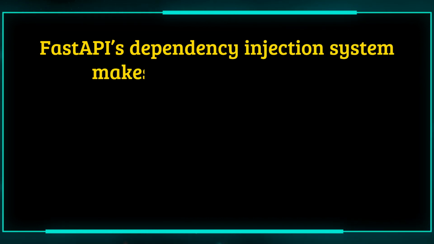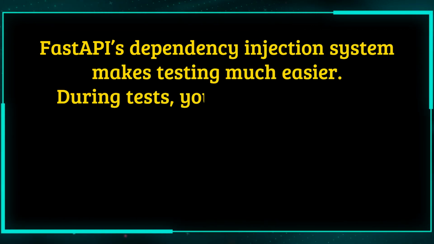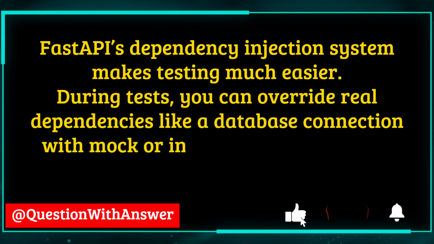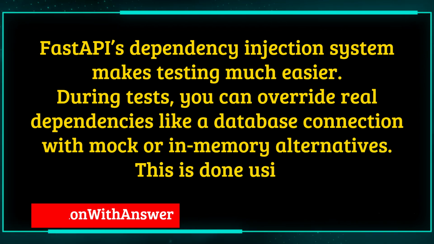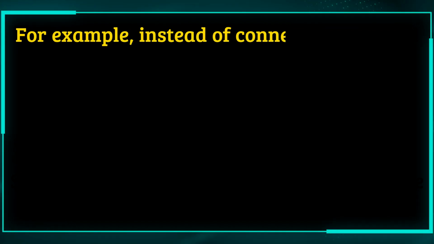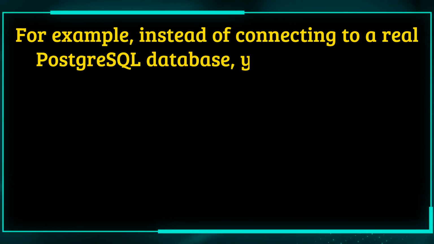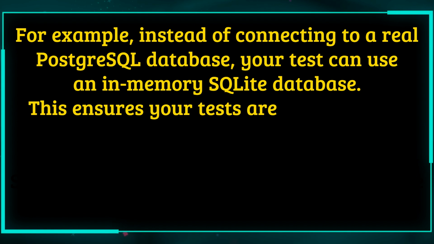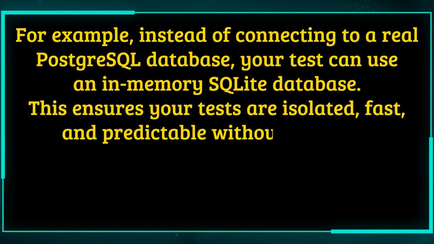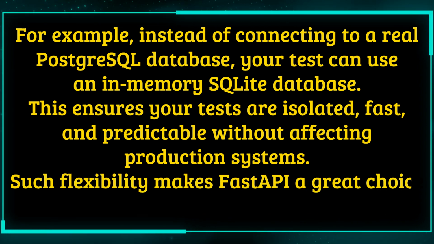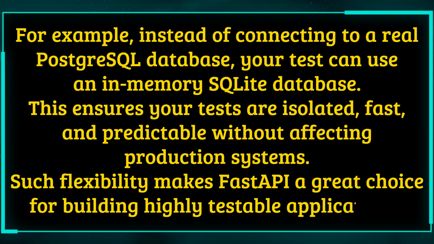Answer. FastAPI's dependency injection system makes testing much easier. During tests, you can override real dependencies like a database connection with mock or in-memory alternatives. This is done using app.dependency_overrides. For example, instead of connecting to a real PostgreSQL database, your test can use an in-memory SQLite database. This ensures your tests are isolated, fast, and predictable without affecting production systems. Such flexibility makes FastAPI a great choice for building highly testable applications.